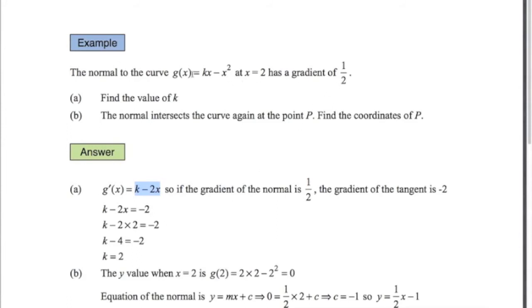No, it's the gradient of the normal. So if the gradient of the normal is a half, the gradient of the tangent is minus 2, the negative reciprocal. So when x equals 2, when we substitute 2 into this, we're going to get minus 2. I've done that, substituting x for 2, giving me this. k minus 4 is minus 2, so k equals 2. There we go, we've got 2 for k.